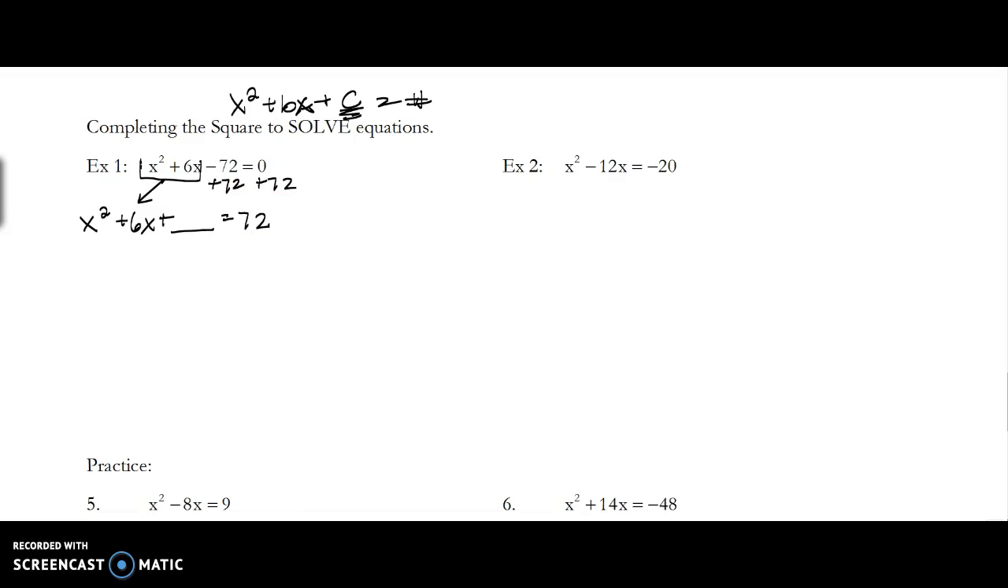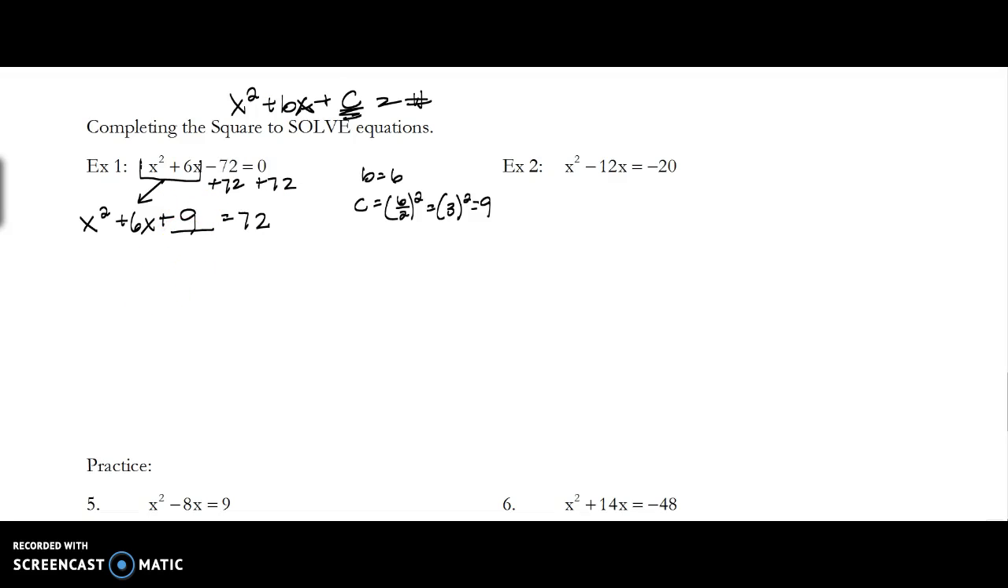Okay, so now we can go ahead and do what we did before. Our B value is 6, so our C value is going to be 6 divided by 2 squared, or 3 squared, or 9. So in order for this to be a perfect square binomial to look like we just solved in the first 2 problems, we're going to have this plus 9.